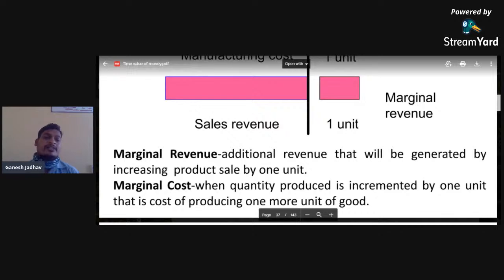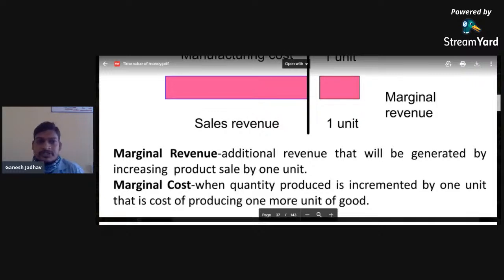Okay, so what is the marginal cost? For any product, whatever the quality of the product is increased, the cost is also automatically increased. So we can say that this is the marginal cost, the cost of producing one more unit of the good.